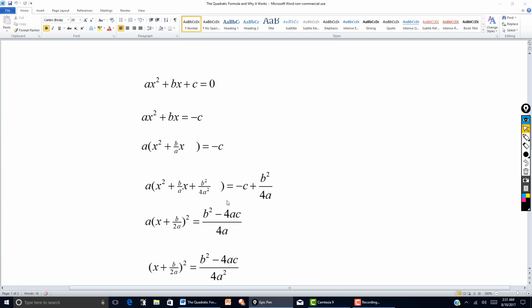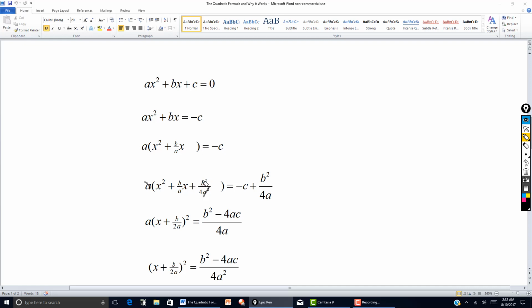Okay, so you're saying, well, why do I have b squared over 4a? I mean, if I'm adding b squared over 4a squared, but remember, what's in the parentheses is multiplied by a. So if you multiply that third term by a, one of the a's cancels, so this becomes a 4a. So I'm actually just adding b squared over 4a to the left side. So that's why I have b squared over 4a.